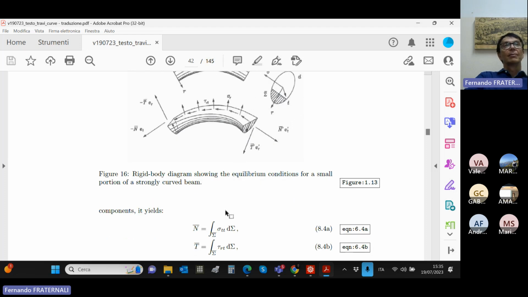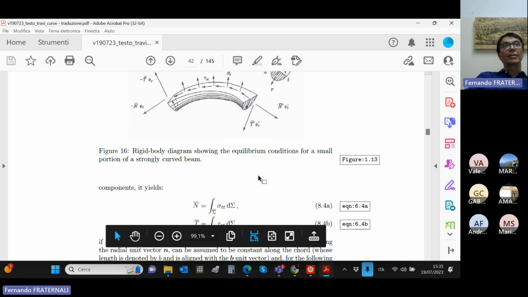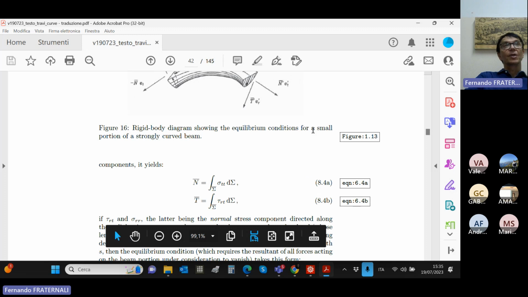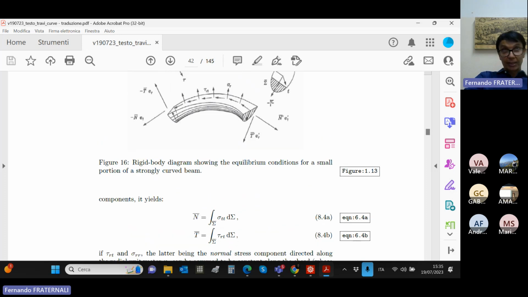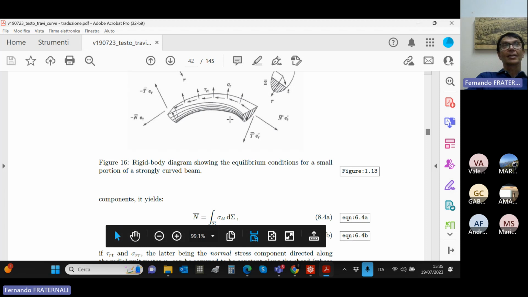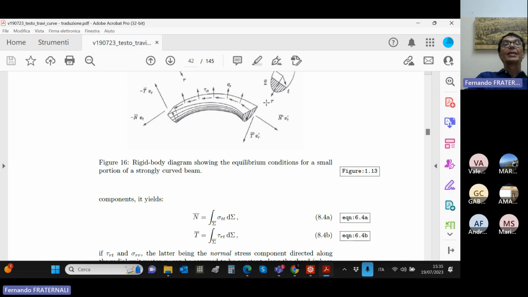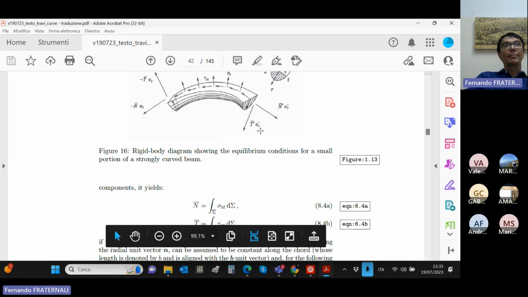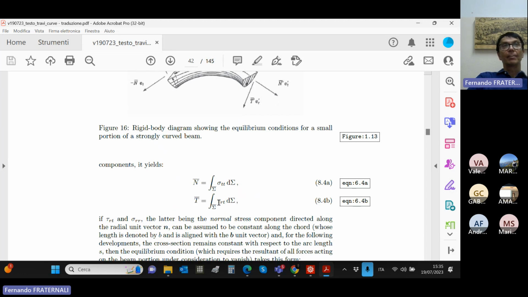So we will start by introducing these quantities N bar and T bar, which are the resultants of the normal stresses, now not sigma tt. We should not confuse sigma tt with sigma rr. Sigma tt are the normal stresses on the cross section. Sigma rr are the stresses directed as the axis r, so in the radial direction. And we name N bar and T bar the resultants of the normal stress and the shear stresses on this portion of the cross section, sigma bar.